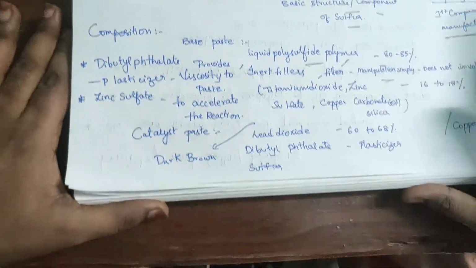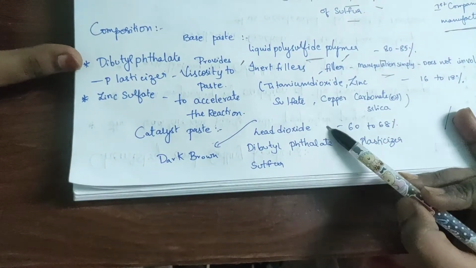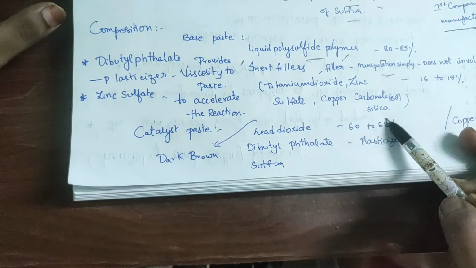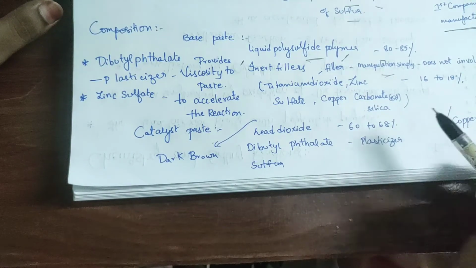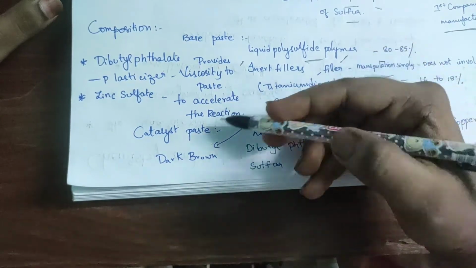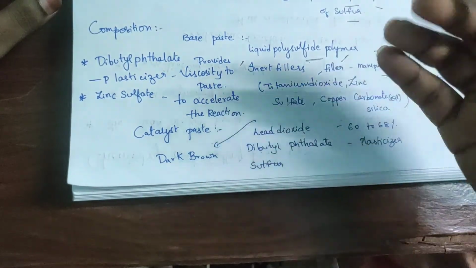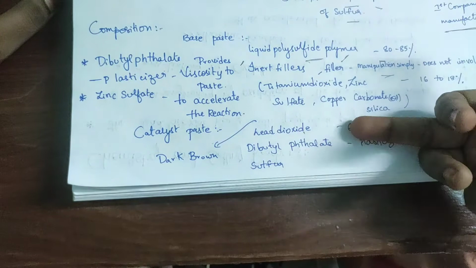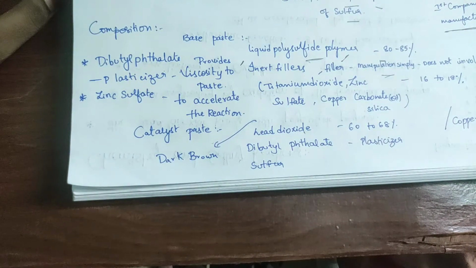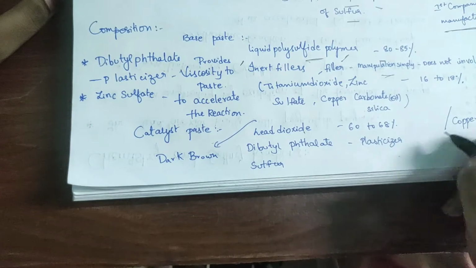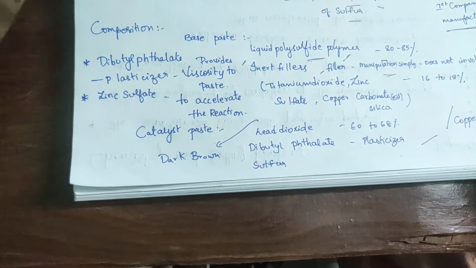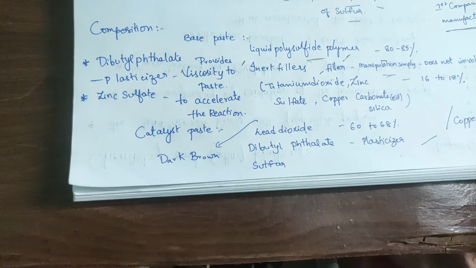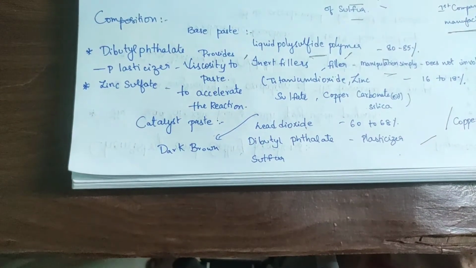So we have the catalyst paste, right? In the catalyst paste, the main component is lead dioxide, which is 60 to 68%. The lead dioxide is dark brown in color. So when we mix the base paste and catalyst paste, we get a brownish color in the polysulfide. And we have dibutyl phthalate as the plasticizer. In both base paste and catalyst paste, we have the same plasticizer.